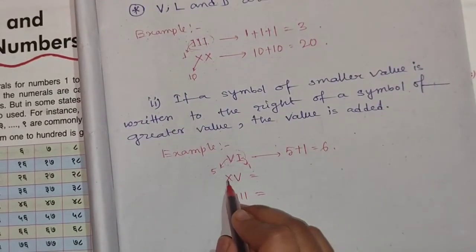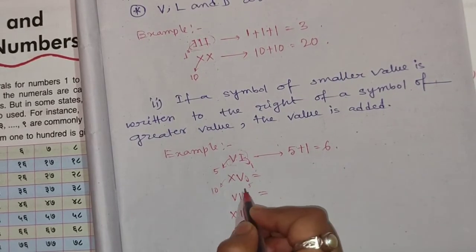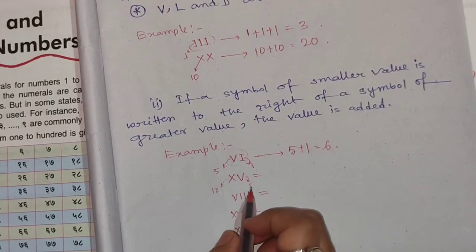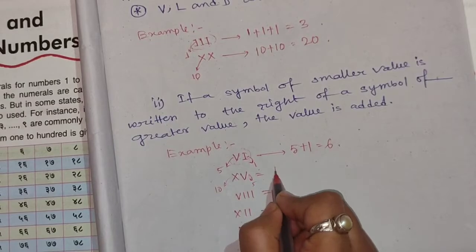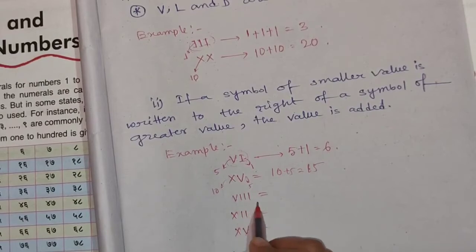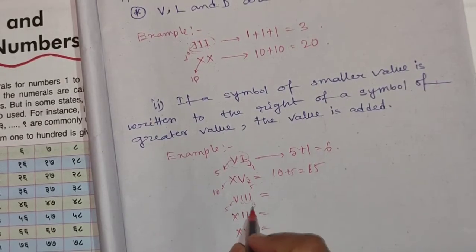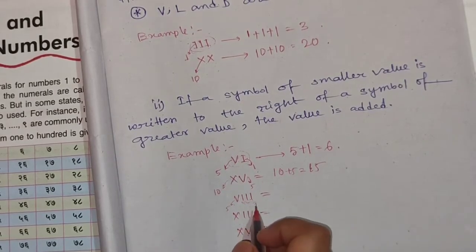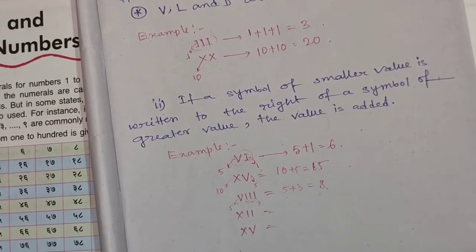Next, XV. The value of this number is 10 and the value of this number is 5. So the smaller value is written here also on the right hand side. So we need to add this value, 10 plus 5. Then you can get 15. Next, VIII. The value of this number is 5 and III. Here I is repeated 3 times. So the value of this is 3. So the smaller is written at the right of the greater value. So we need to add these two numbers. 5 plus 3. This is 8.